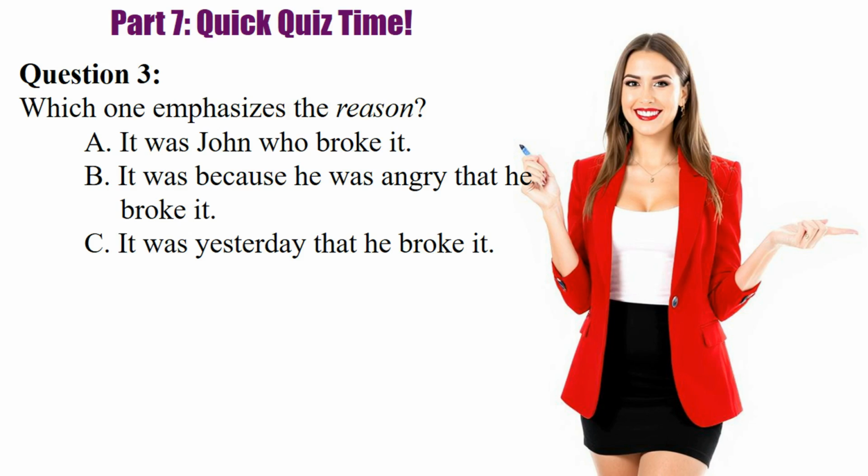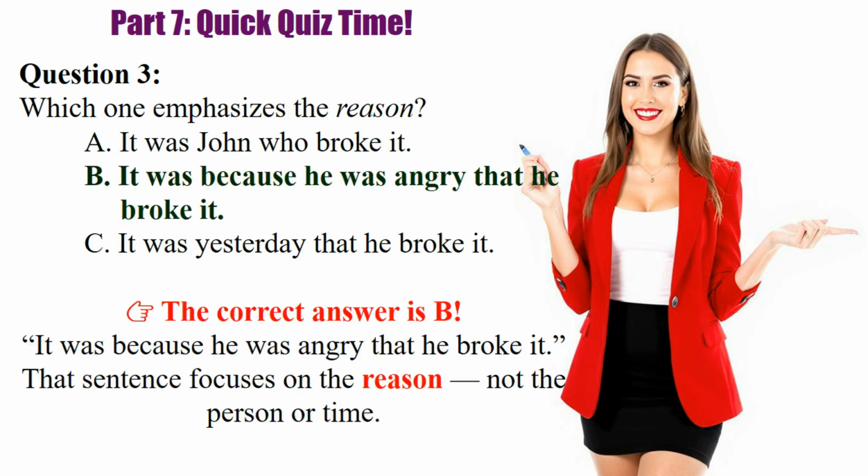Question 3. Which one emphasizes the reason? A. It was John who broke it. B. It was because he was angry that he broke it. C. It was yesterday that he broke it. The correct answer is B. It was because he was angry that he broke it. That sentence focuses on the reason, not the person or time. How many did you get right?